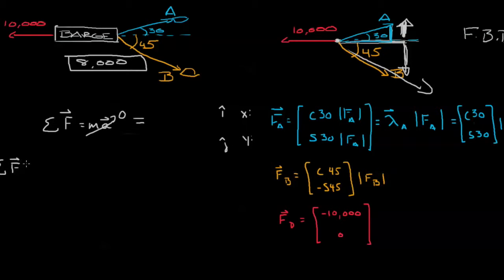Sum of the forces is FA plus FB plus FD. Okay. Now, I know what's going to happen. I know that I like variables being on one side and numbers being on the other. So I'm going to go ahead and move vector D over to the other side.